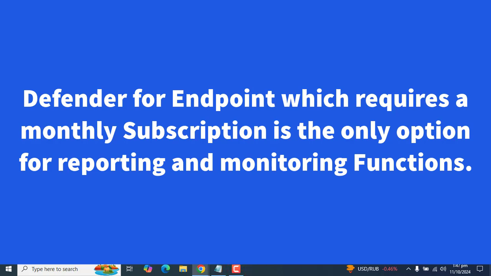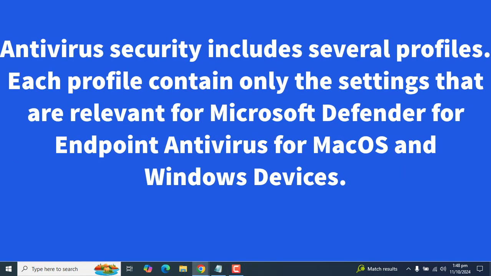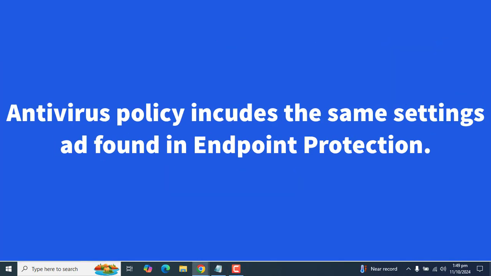Intune Security Antivirus Policy helps security admins or the global admins focus on managing the discrete group of antivirus settings for managed devices. The antivirus policy includes several profiles. Each profile contains only the settings that are relevant for Microsoft Defender for Endpoint, Windows, and macOS devices, or for the user experience in the Windows Security app on Windows devices. Antivirus policy includes the same settings as found in Endpoint Protection. So in this video, we will try to understand the steps on setting up and managing antivirus settings with endpoint security policy in Microsoft Intune.